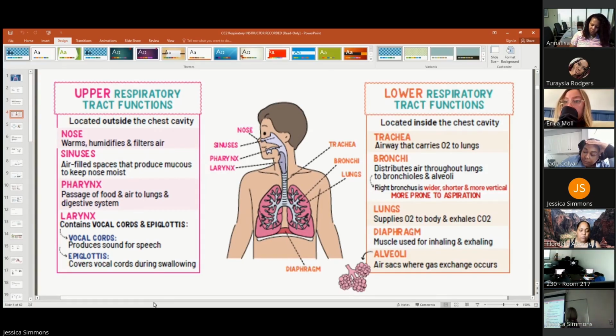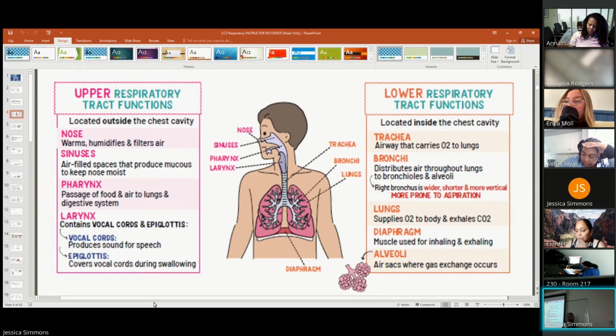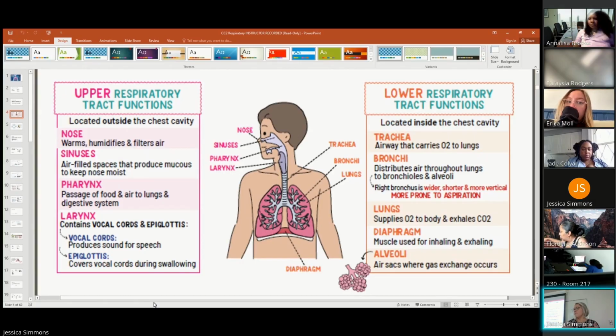The lower respiratory tract includes the trachea, which is the tube that carries the oxygen into your lungs. You have your bronchi, you have your main stem, and then right and left bronchi. And then that goes down into the bronchioles. So you have the main stem bronchi, right and left, and then down into the bases of the lungs, the bronchi get really, really small, and that's what we call bronchioles.